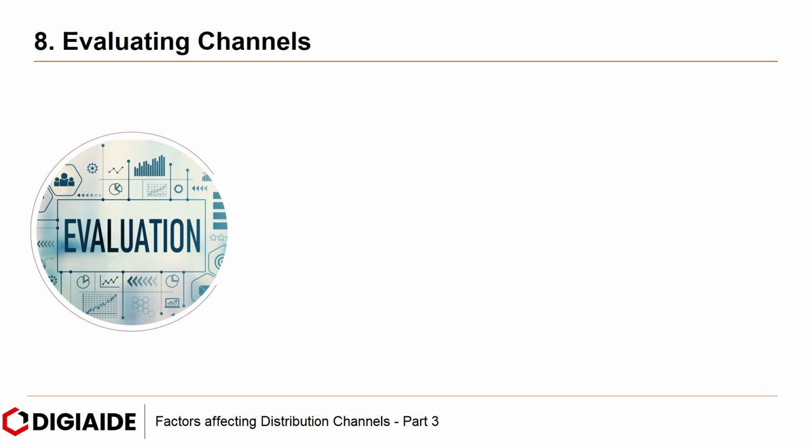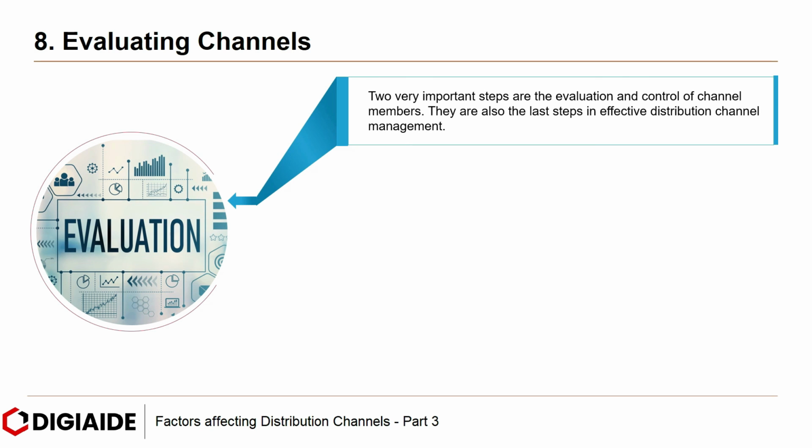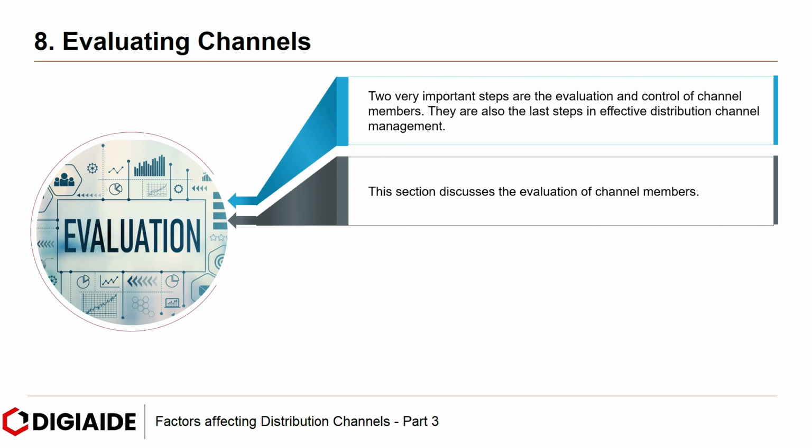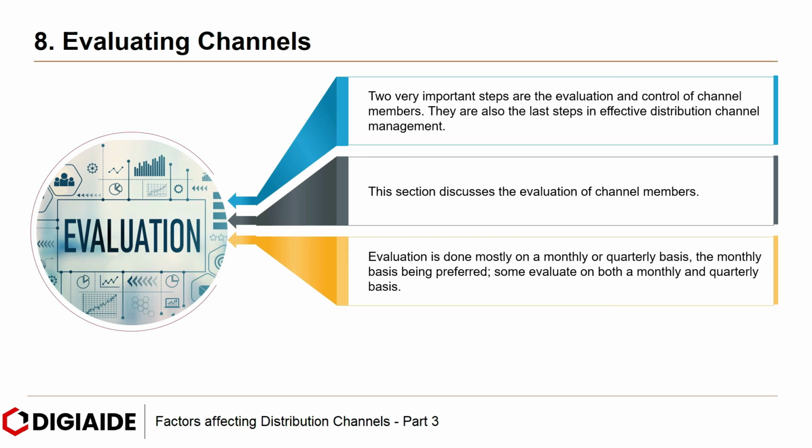Now moving on to the 8th factor, evaluating channels. Two very important steps are the evaluation and control of channel members. They are also the last steps in effective distribution channel management. This section discusses the evaluation of channel members. Evaluation is done mostly on a monthly or quarterly basis, and some evaluate on both a monthly and quarterly basis.